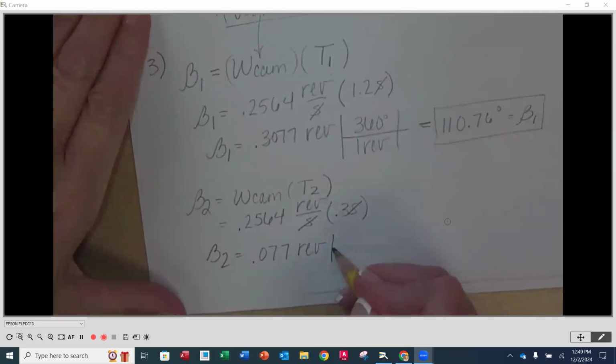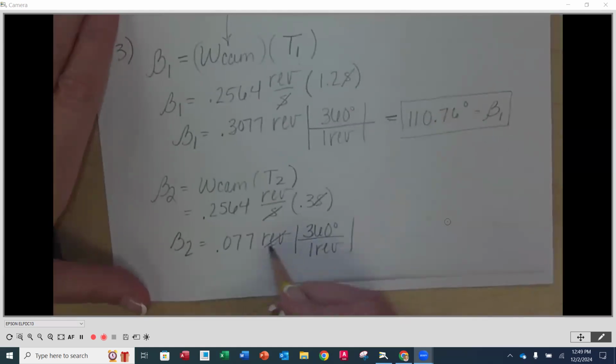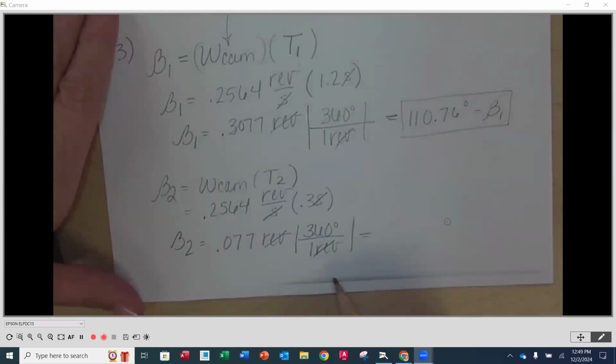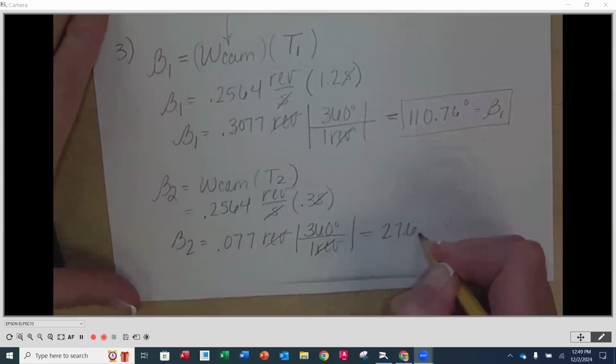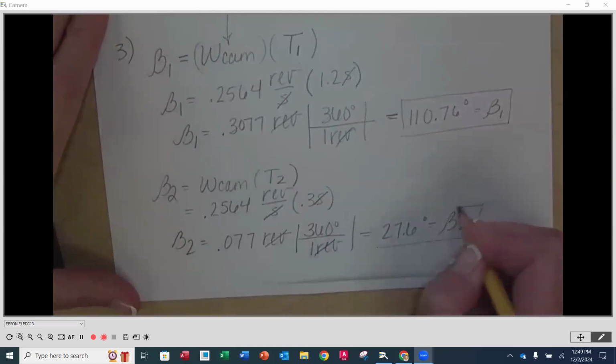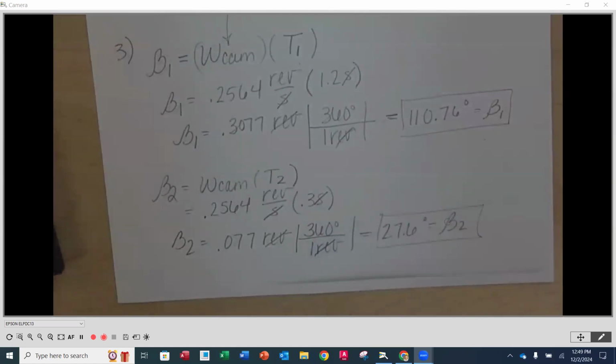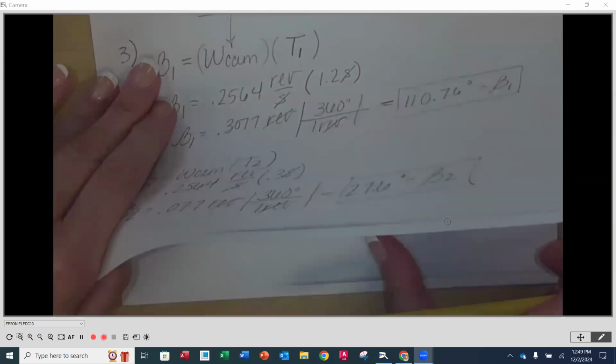And then we're going to convert that with 360 degrees in one revolution. Revolutions cancel top to bottom here. So we should end up with about 27.6 degrees is equal to beta 2. Everybody get that? Now go ahead using the same format, determine your beta 3, 4, and 5. Okay, write them out, and then we can compare.